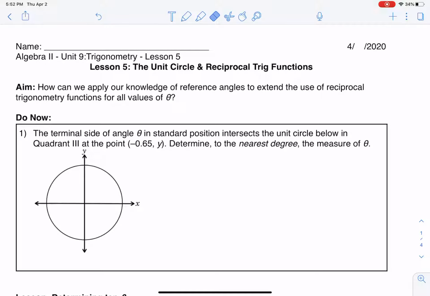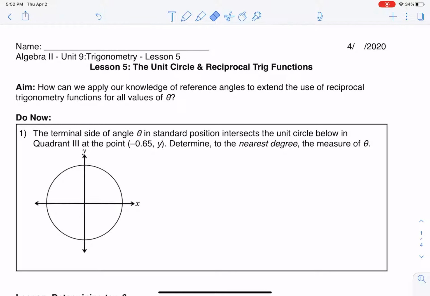In this lesson, we're going to learn about reciprocal trig functions and how we can use them to solve problems involving both right triangles and circles in the coordinate plane. All right, let's look at do now question 1.